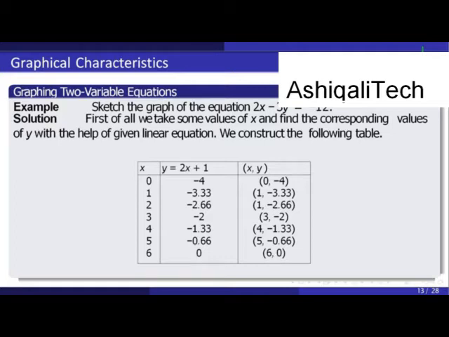On the first column, we represent x. On the second column, we represent y is equal to 2x plus 1. And in the third column, we represent the points x, y. So if we take the values of x from 0 to 6, we get the corresponding values of y, and then we represent it on the points in the third column.